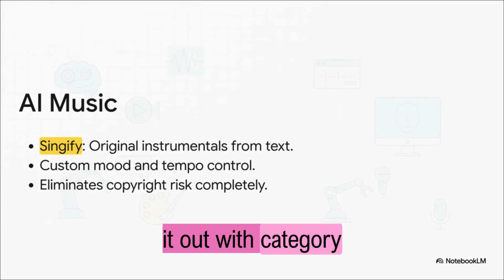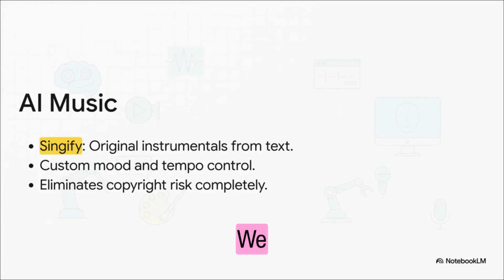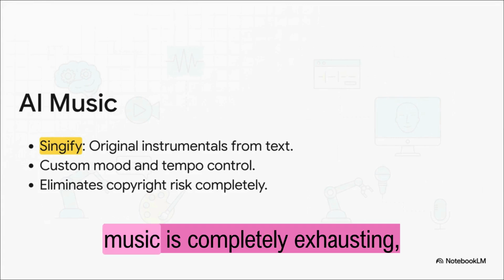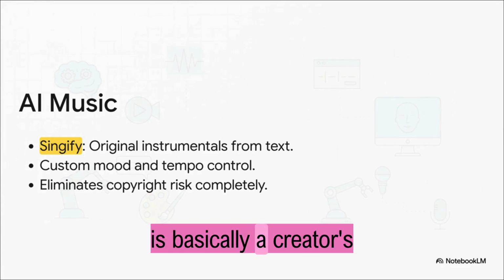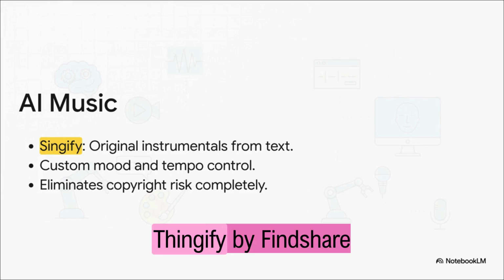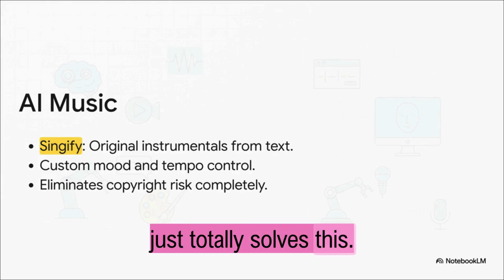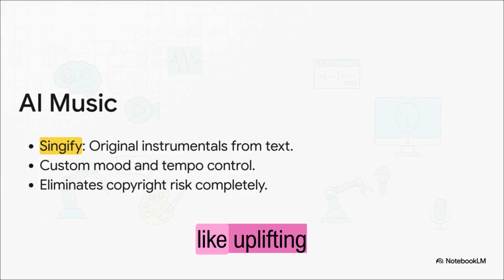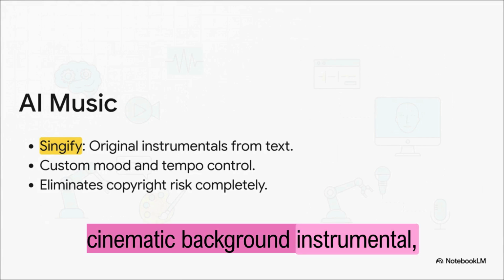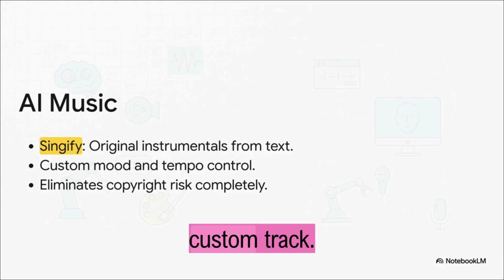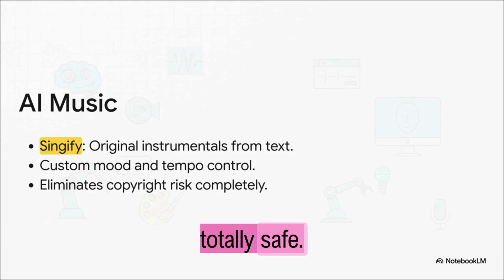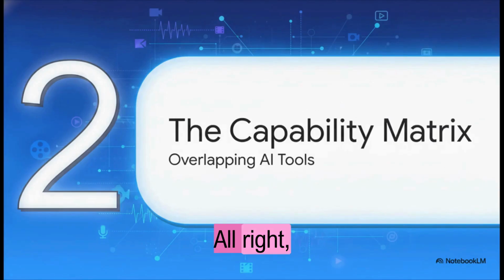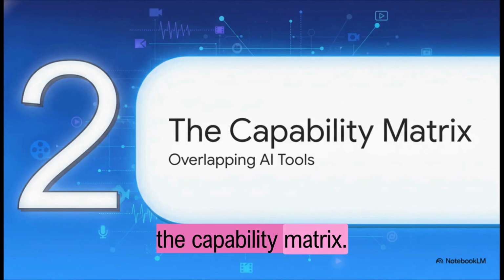And rounding it out with category 5, AI music. We all know finding decent royalty-free music is completely exhausting, and getting hit with a copyright strike is basically a creator's worst nightmare. Singify by Findshare just totally solves this. You just toss it a text prompt like uplifting cinematic background instrumental, and it generates a 100% original custom track. It keeps your output from sounding like literally every other creator out there, and your account stays totally safe. Win-win. All right, section 2, the capability matrix.